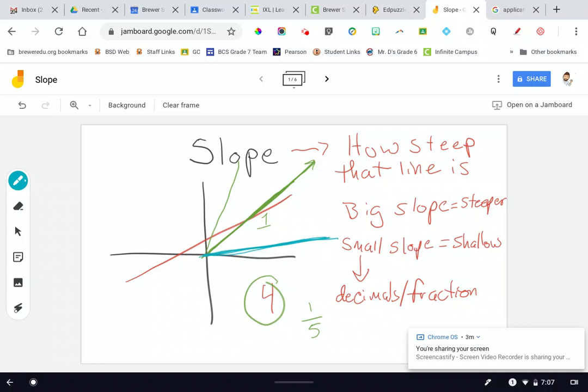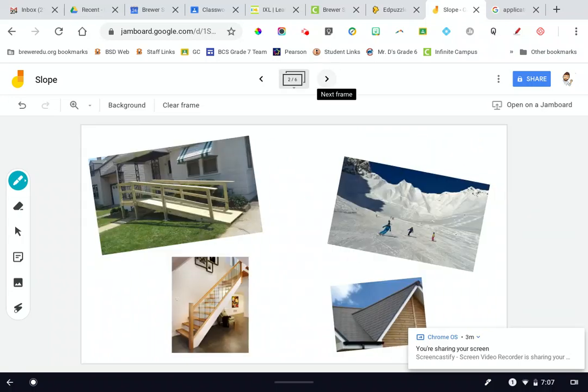Okay, how steep your line is, and the bigger, just by looking at the number, if you tell me what the slope is as a number, I can tell you in my mind what that looks like as a graph because of how steep or not it is, how angled the line is. Okay, so this has many uses.